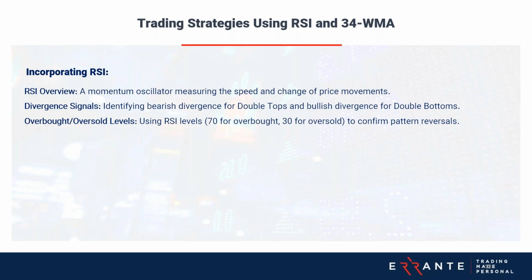To incorporate the RSI, we know RSI is a momentum oscillator that measures the speed and change of price movements. It ranges from 0 to 100 and helps traders identify overbought or oversold conditions in the market. RSI is particularly useful in conjunction with double and triple tops and bottoms for confirming potential reversals, as I try to demonstrate on the chart.